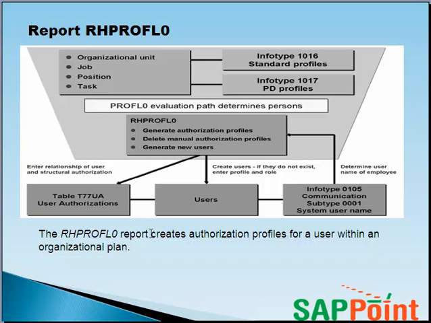So the RHPROFL0 report creates the authorization profiles for users within the organizational plan, and it links the standard profiles and the authorization structure profiles to the users that are assigned in these two info types, 1016 and 1017. So this was a brief overview of the program RHPROFL0 and how it is used and what it does.